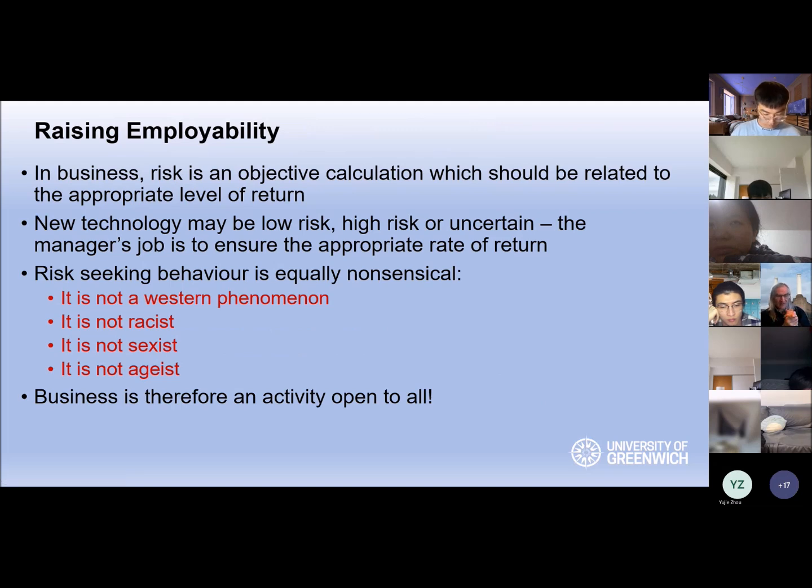Do have a look through the raising employability slide, which emphasizes this point that risk and uncertainty is something they calculate. Anyone can make that calculation. And that means that business is open to anyone, any age, gender, ethnicity, whatever.